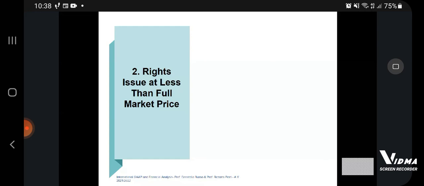That means if I offer this right to you as an existing shareholder, I offer you the possibility to purchase the share with 10 cents.